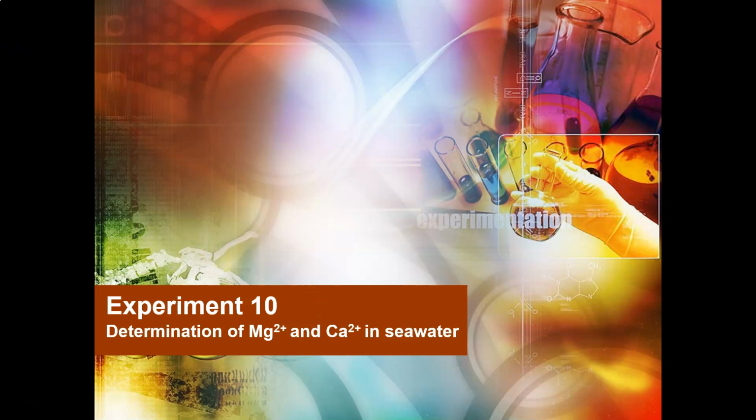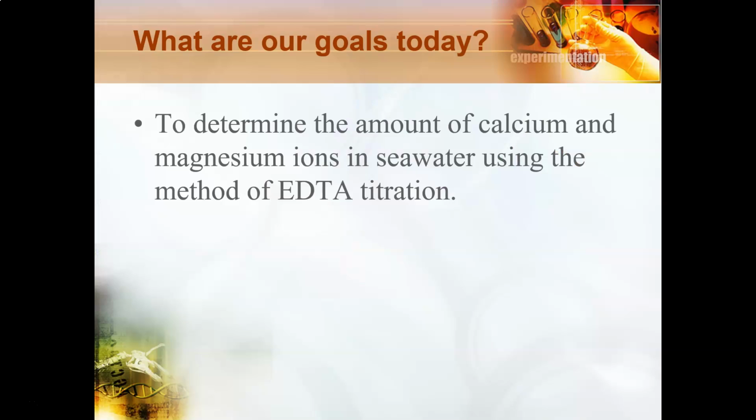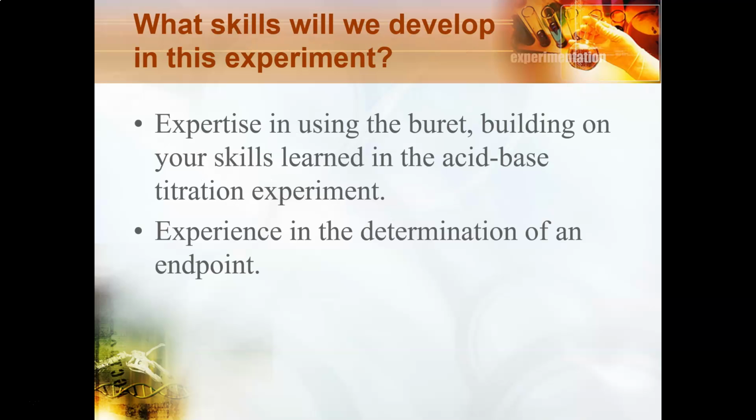Hello everyone. Today we want to talk about how we would determine how much magnesium ions and calcium ions are present in seawater. So our goal is to determine how much calcium and magnesium ions in seawater we have, and the concentration is very low. So this method of EDTA titration is a very powerful technique to determine the concentrations of ions in a sample where the concentration is very low.